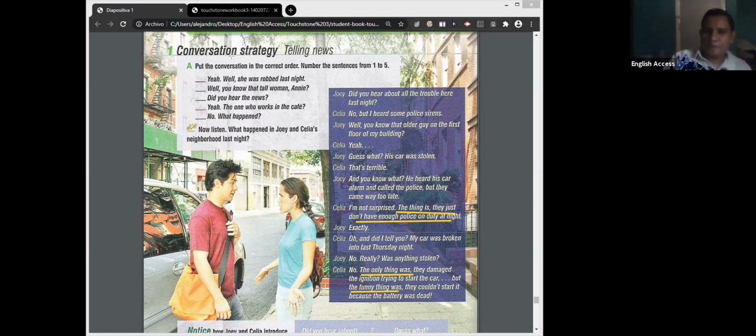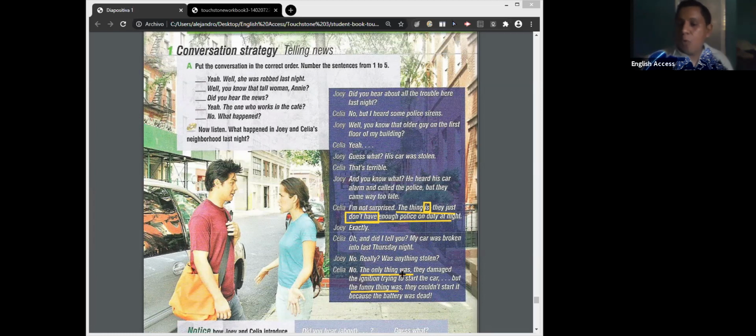Exactly. And look, as you can see, guys, when we say the thing is or the thing was, we refer to the situation. For example, the thing is they just don't have enough police on duty at night. That means you're talking about something temporary or a routine, and we use the simple present. The thing is, they just don't have. So we use the thing is when we refer to something in the present.